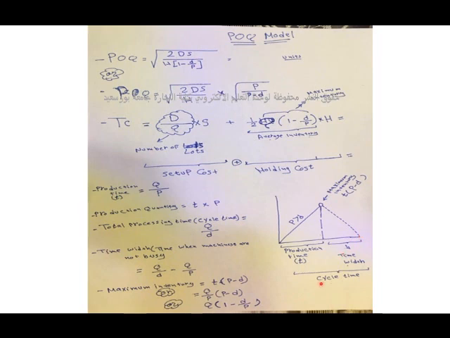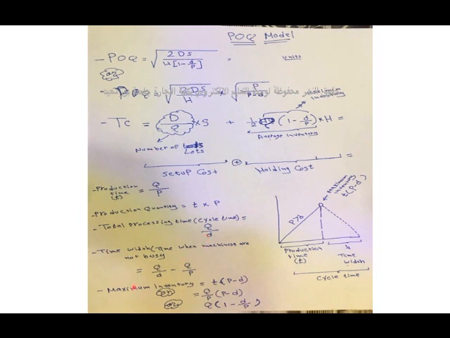How can we calculate cycle time? Cycle time equals production time plus the time when machines are not busy. We can say cycle time equals T plus idle time. Cycle time equals total processing time, or cycle time equals Q over D.